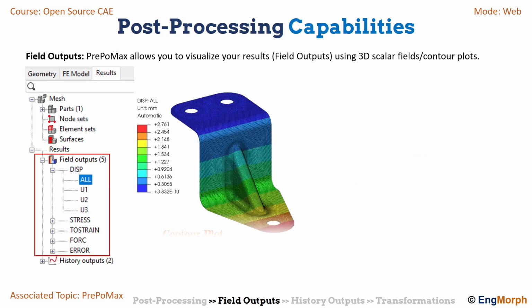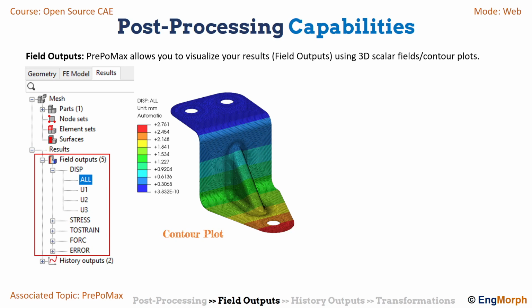Now, let us discuss the post-processing capabilities of PrePoMax. PrePoMax has a very flexible post-processing interface which allows us to visualize field and history outputs with ease. Field outputs are 3D scalar fields or contour plots. Like other CAE tools, PrePoMax can create contour plots for displacement, stress, strain, temperature, heat flow, etc.